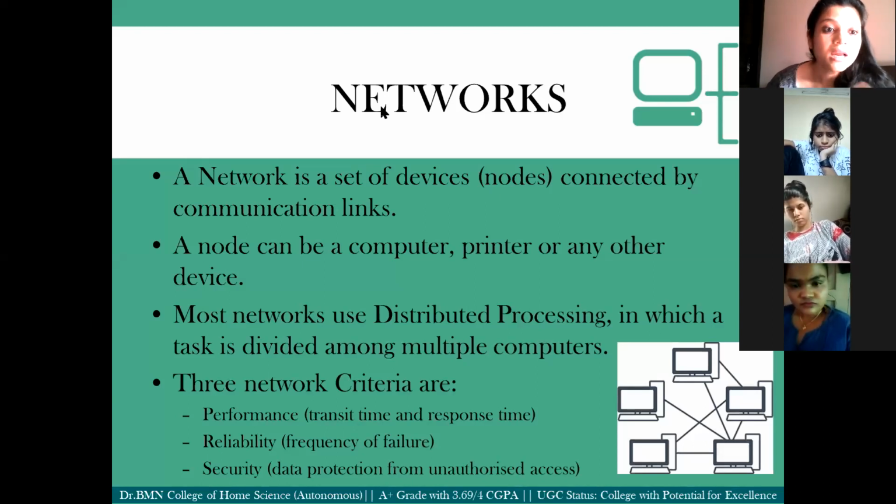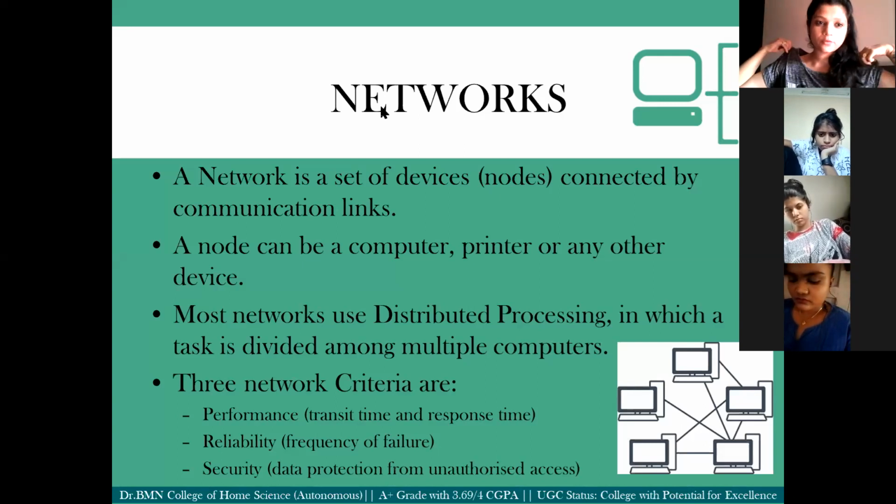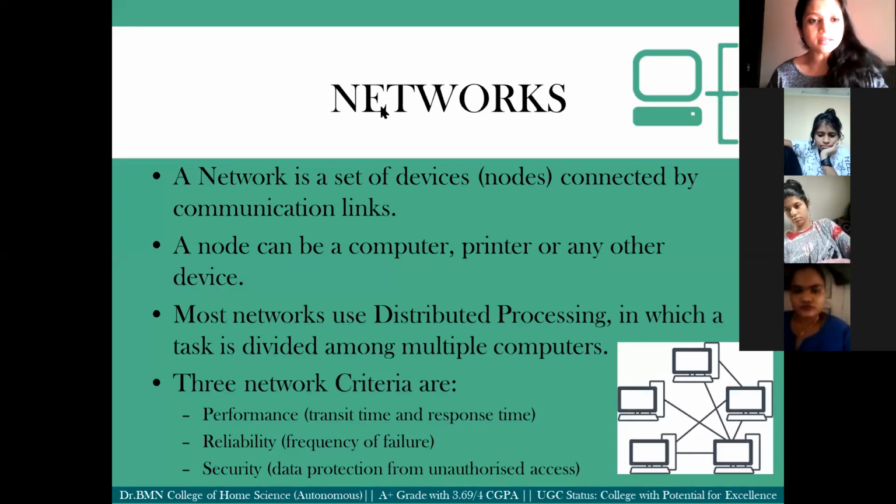Unauthorized access means people who are purposely trying to enter your system, to manipulate your data or use it for their personal benefit, all those things. That is unauthorized access. So these are the three network criteria: performance, reliability, and security.